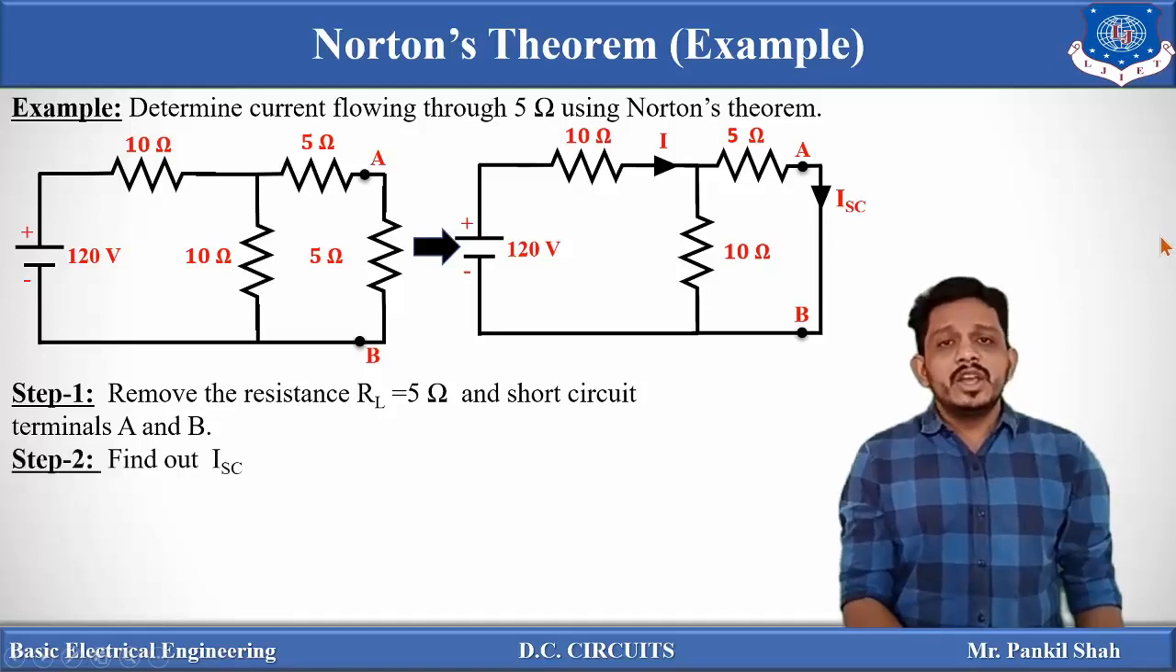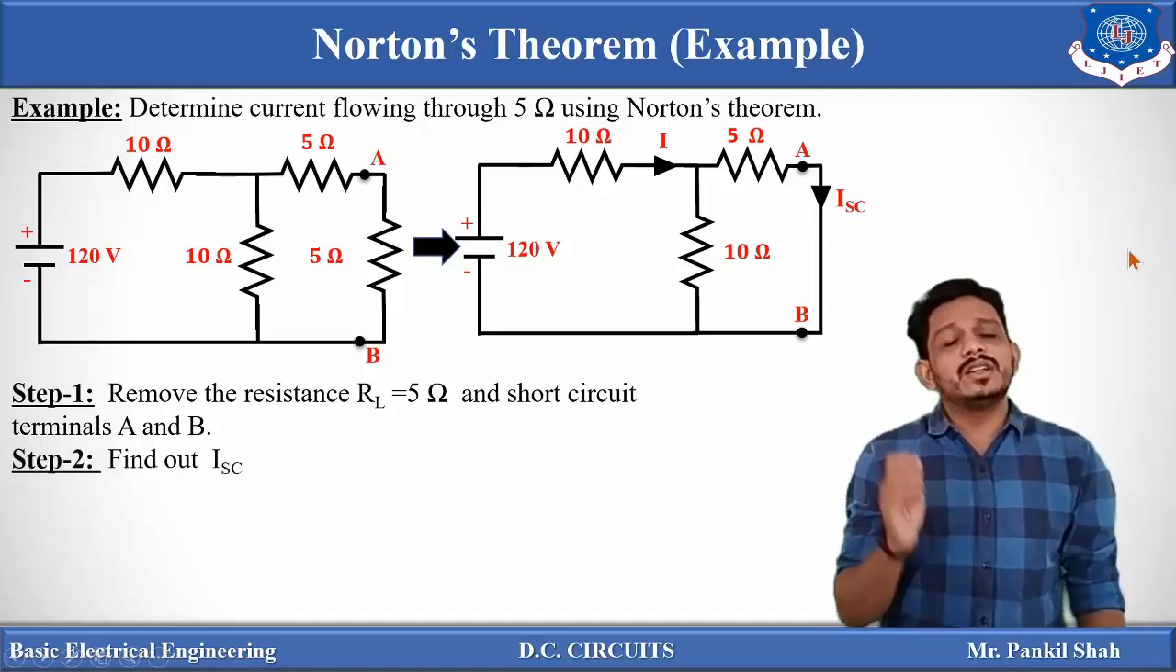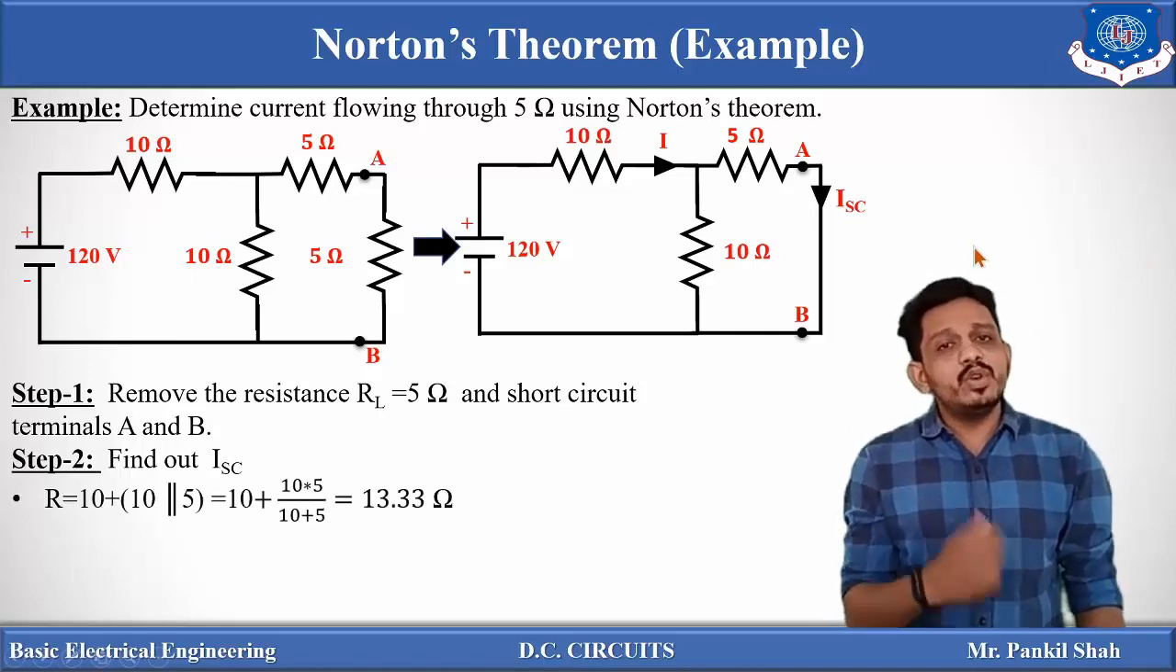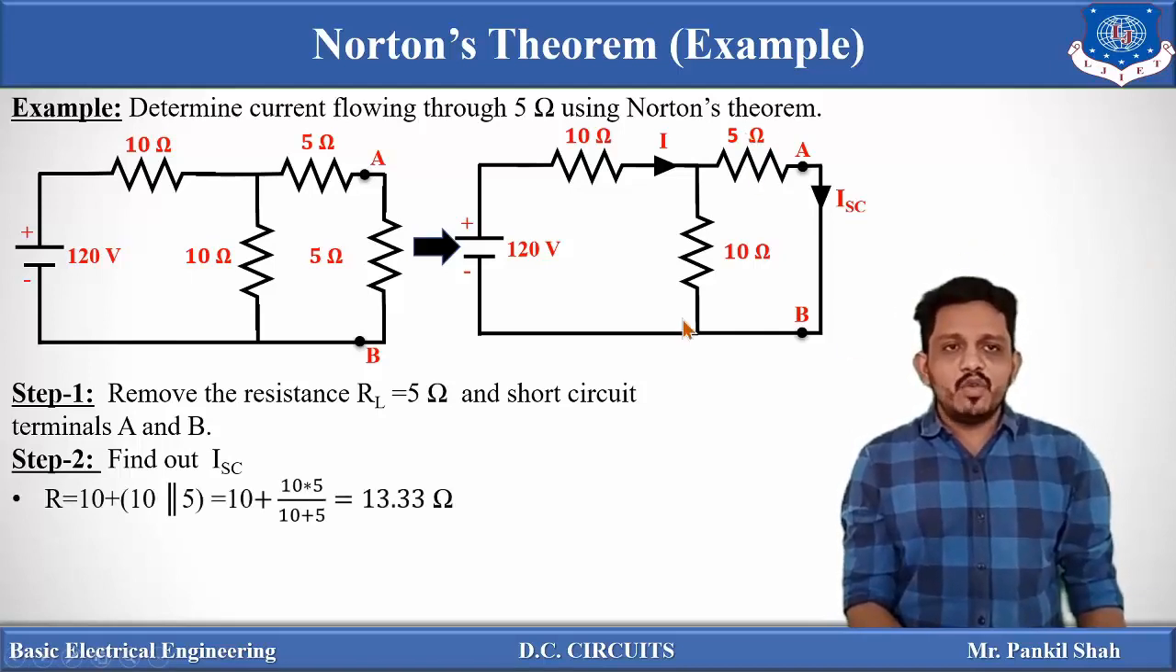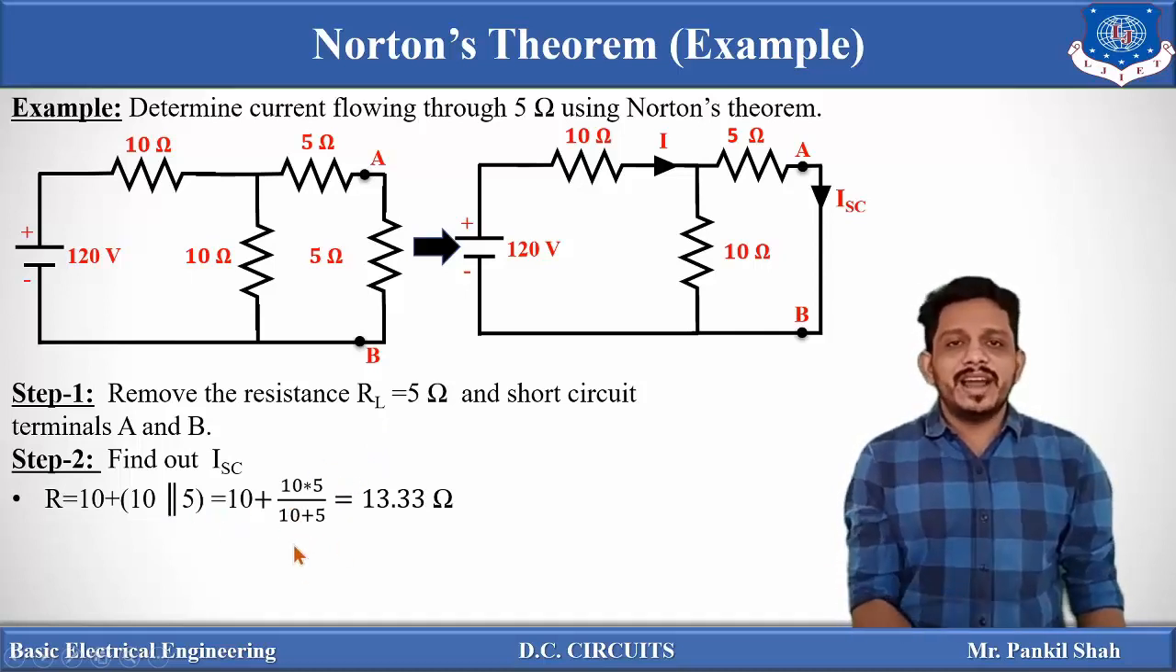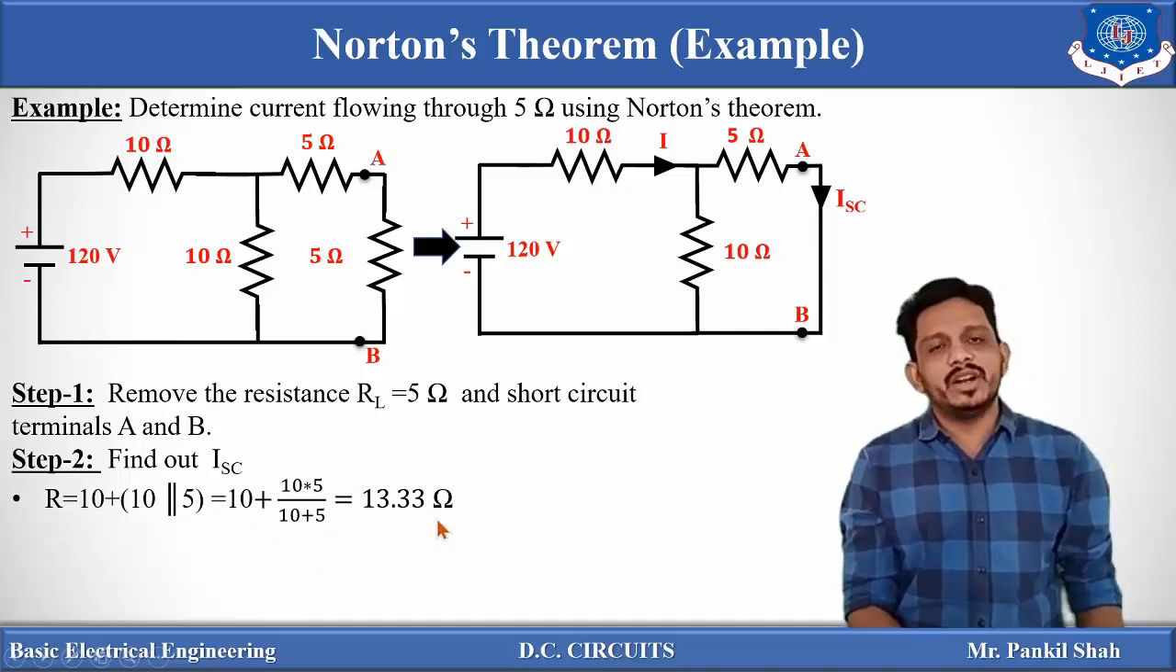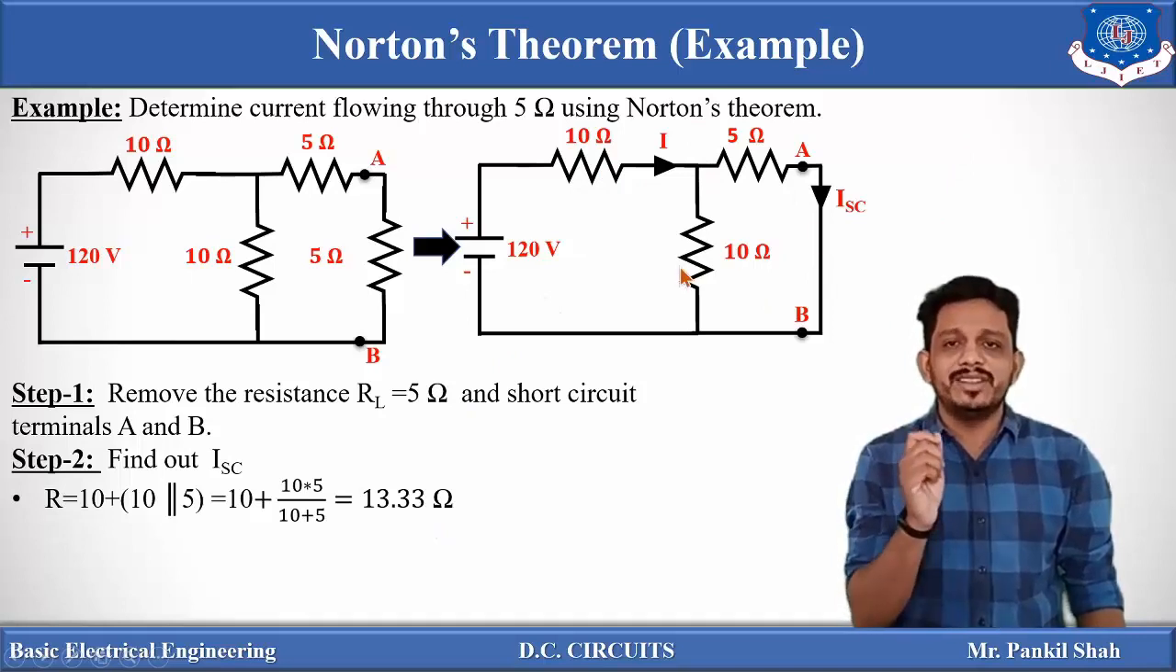So what you have to do is apply the total resistance formula. How can you find the total resistance? This 5 ohm and this 10 ohm are in parallel, so their answer will be in series with this 10 ohm. So 5 and 10 in parallel can be resolved like product by sum. So it will be 10 into 5 upon 10 plus 5. Then the 10 ohm will be in series. If you solve these values, then you get 13.33 ohm as the equivalent resistance of this network.